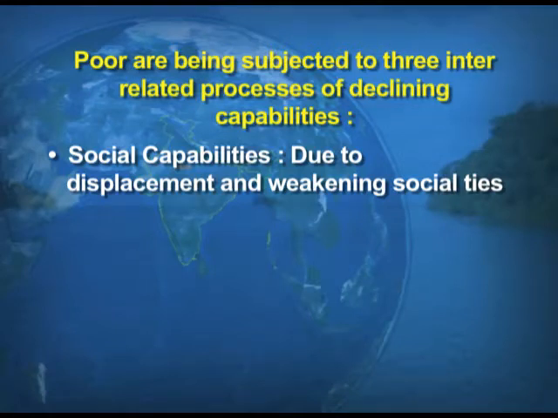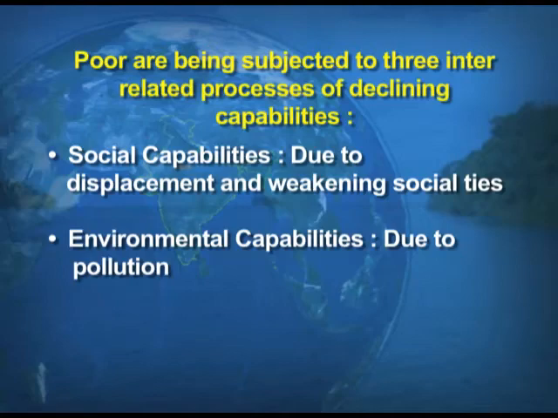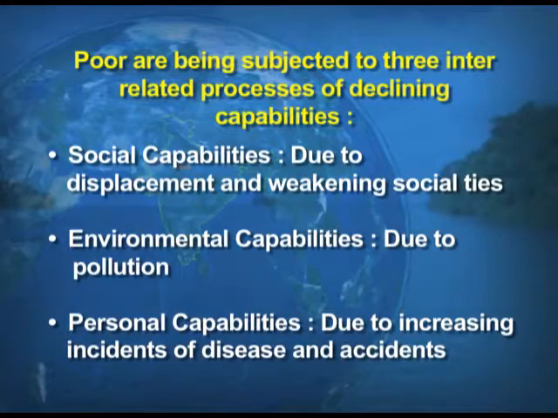This is due to the displacement and weakening of social ties. Number 2, environmental capabilities, that is the areas in which they live. So, that means we talk about the polluted parts of the country where they live. Thirdly, these are the personal capabilities of the people.